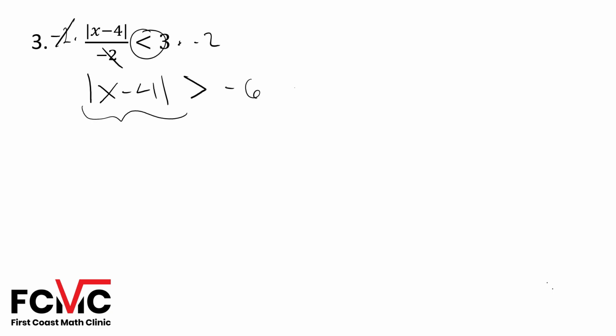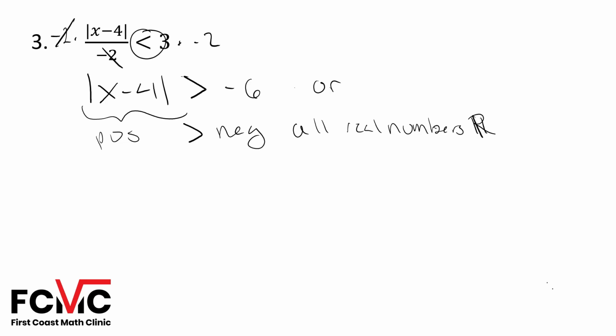Now we've got our positive value on the left. Absolute value of any number is positive, is greater than our negative, which is a true statement. So our answer here is going to be all real numbers. And again, our greater than is our or statement.